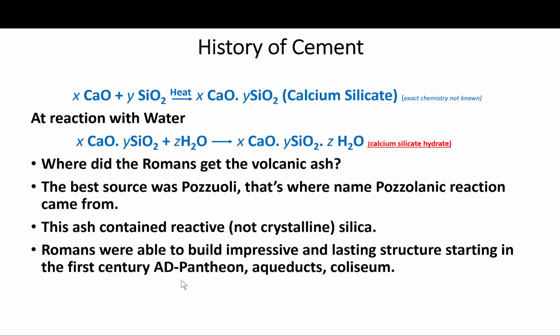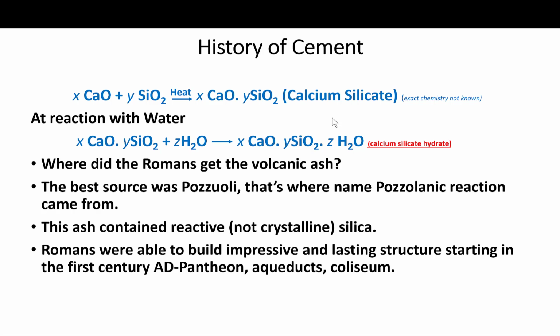The exact chemistry of the formed product, this calcium silicate, was not known. As you can see, it's denoted by X and Y because we did not know the exact chemistry. Anyhow, on reaction with water, this material formed some type of calcium silicate hydrate product, according to this equation right here.